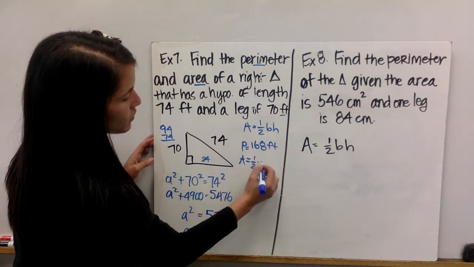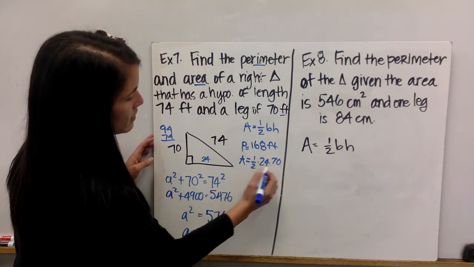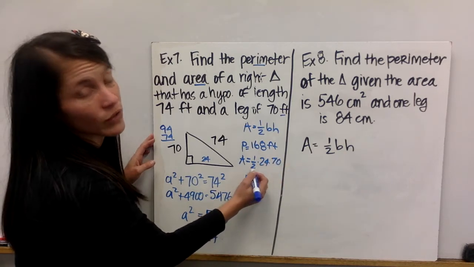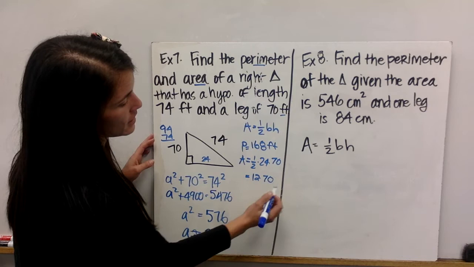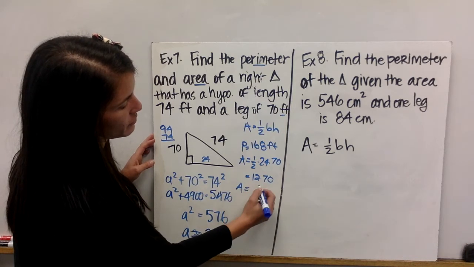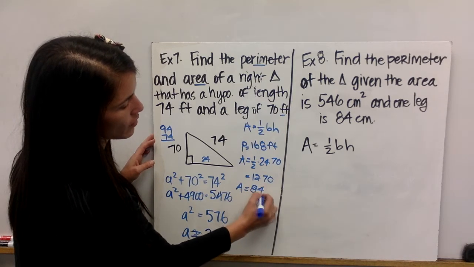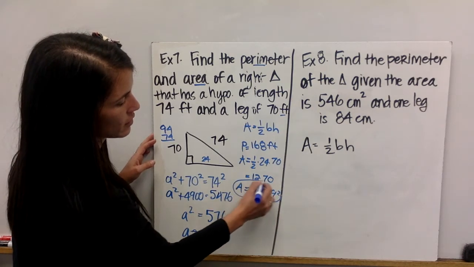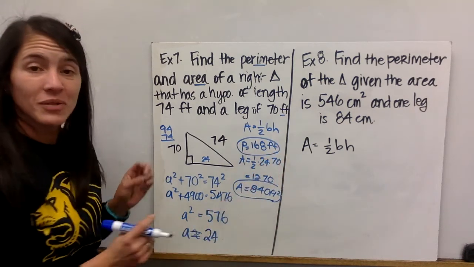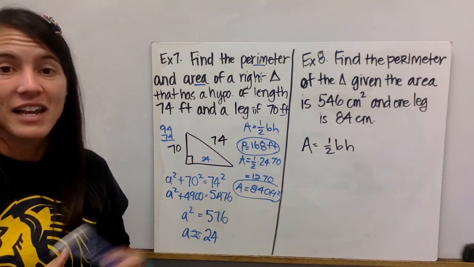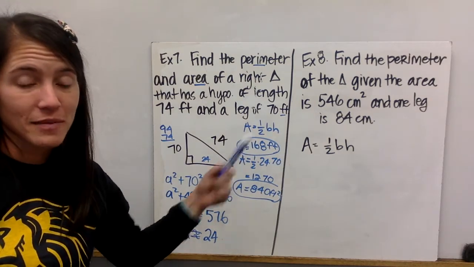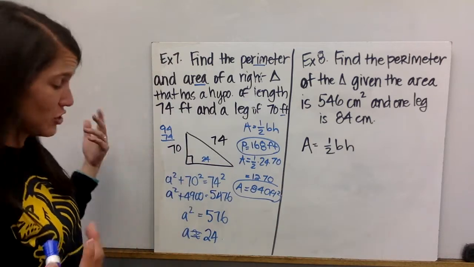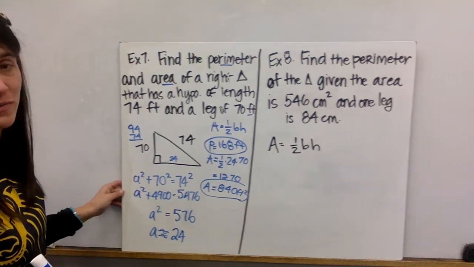And the area is 1/2 times 24 times 70. Half of 24 is 12 times 70. And so the area would be, what is that, 840 feet squared. Area and perimeter. And I got the formula 1/2 base times height because I just knew the area of a triangle.